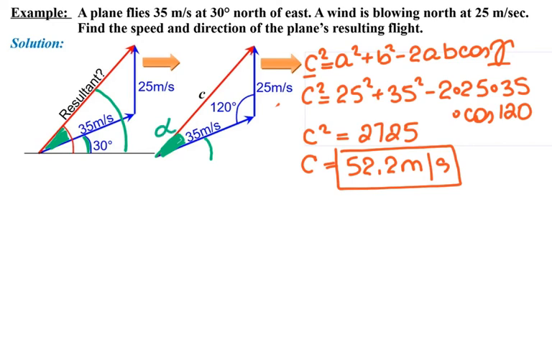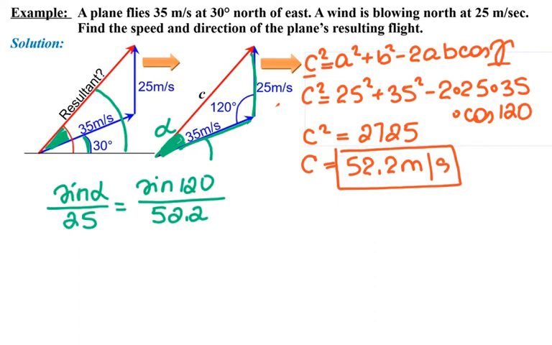So I'm going to pause it again, and you try to write your equation for the law of sine. Because I have angle and side now, I can use the law of sine. So I have sine of alpha over 25 is equal to sine of 120 over C, the opposite of angle 120 is C, which is 52.2. So I get sine alpha is equal to 0.41.